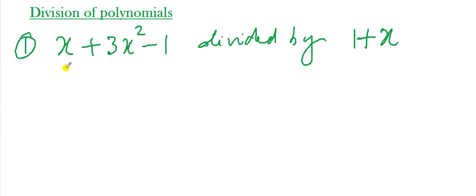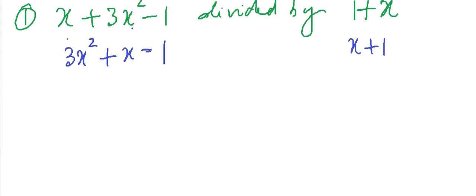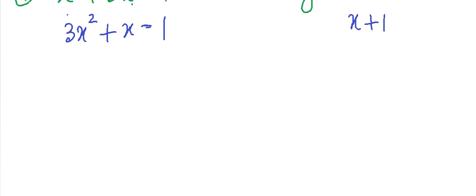So here, if you can see, the degree is 2. So I first write it as 3x square, then comes x, and then comes 1. Okay, so the power is decreasing. And here my divisor becomes x plus 1. So this is my dividend and this is my divisor. Now we move on to the actual long division process.